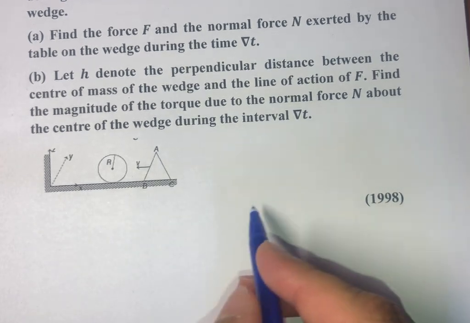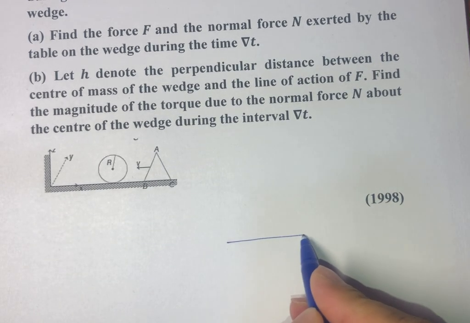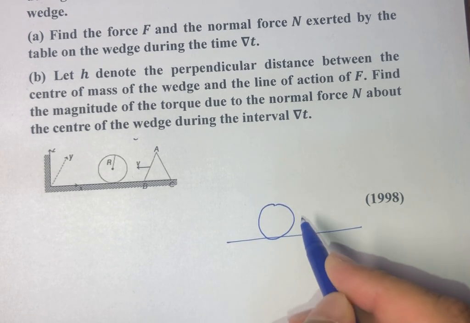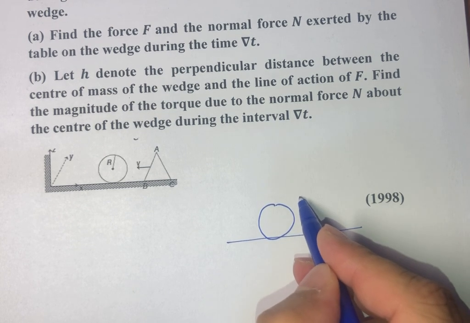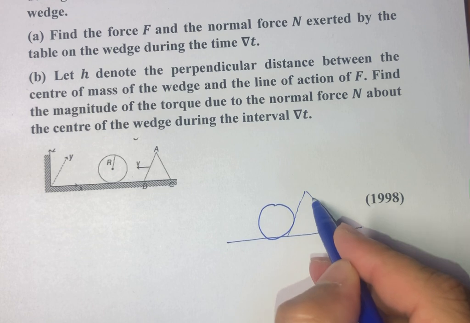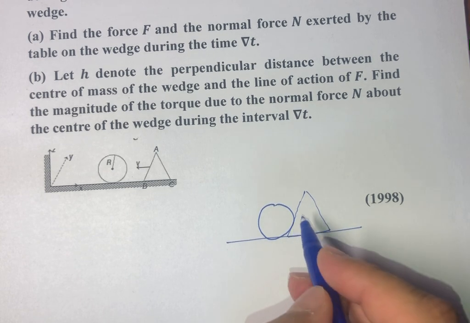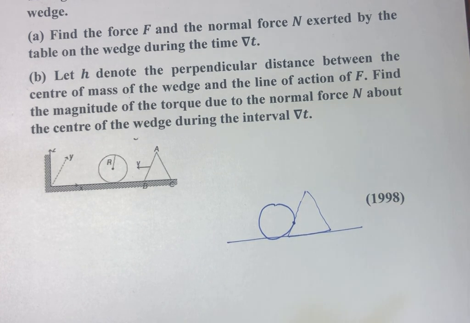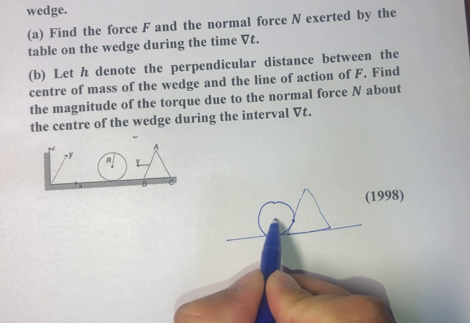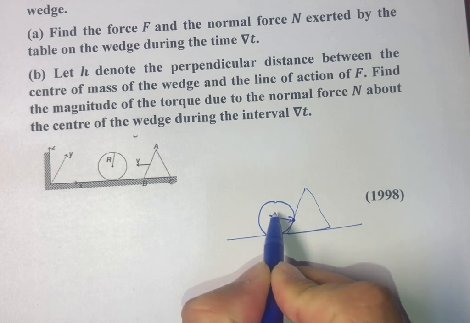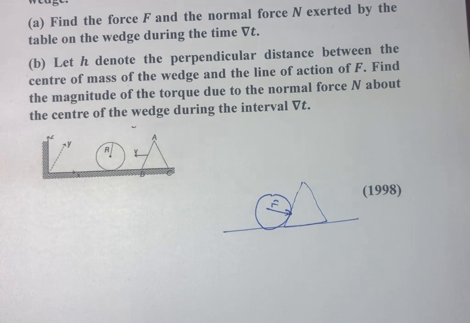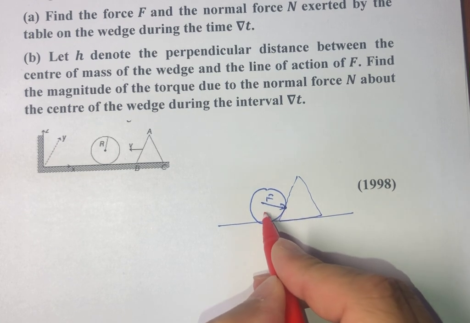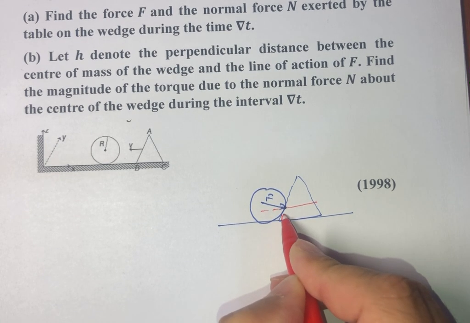So let us redraw the figure of their collision. So we have a sphere of radius r, and this is the triangle, and they make contact for a very short time delta t, and we have a force, let us suppose that is F, and you can say that this is the equilateral triangle, so this angle will be 60 degrees.